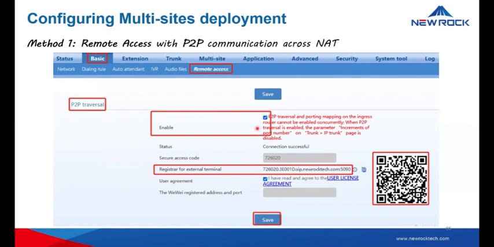Here you want to enable the P2P connection across NAT. If you want to register to an external IP address, you can go to basic remote access, then make sure that it is enabled. With this feature, you don't have to do port mapping on your router. By doing so, it will make sure that the terminal will be able to register to our OM devices. We simply use the external terminal. This is a unique generated domain name for SIP extension registration.